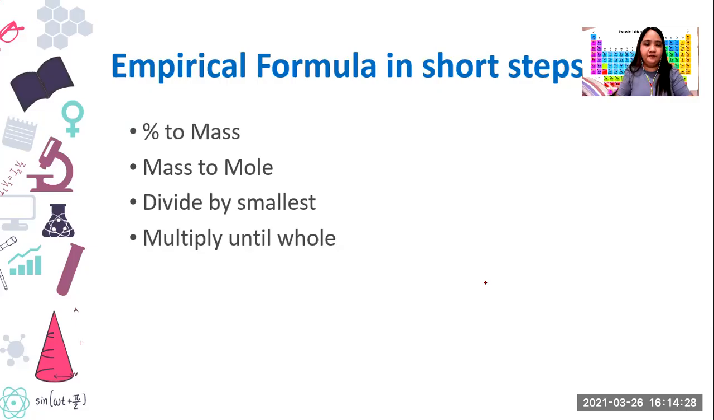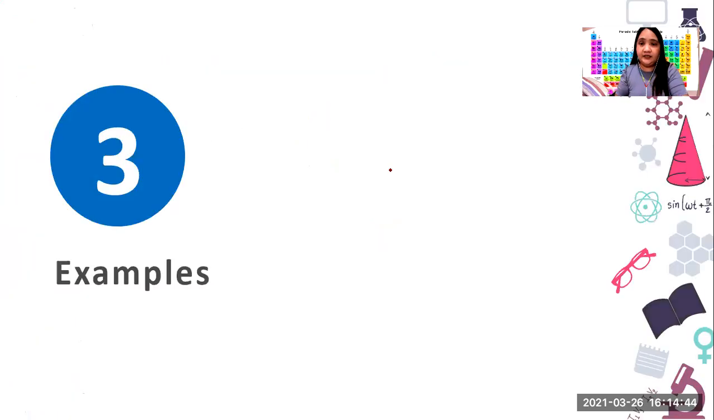So in short steps, it's good to know: percentage to mass, mass to mole, then divide by smallest and multiply until whole. These are short steps that you can do when you're trying to apply the empirical formula, when you're trying to analyze chemical reactions. But let's have more examples with regards to stoichiometry, and short examples that would help you understand it further.